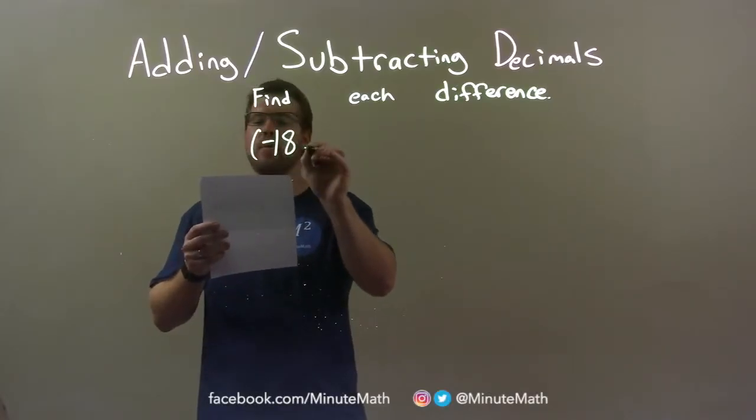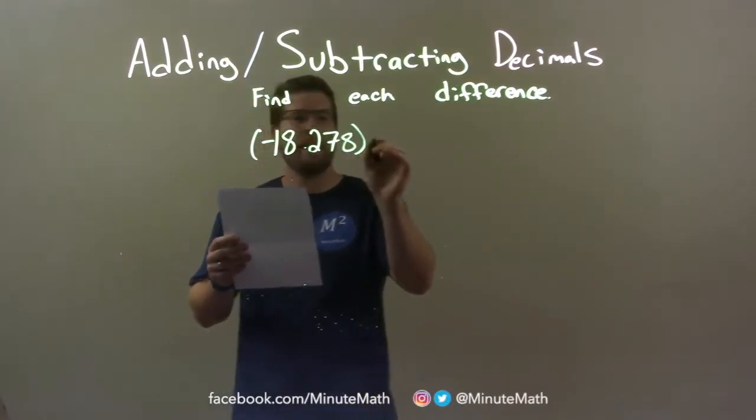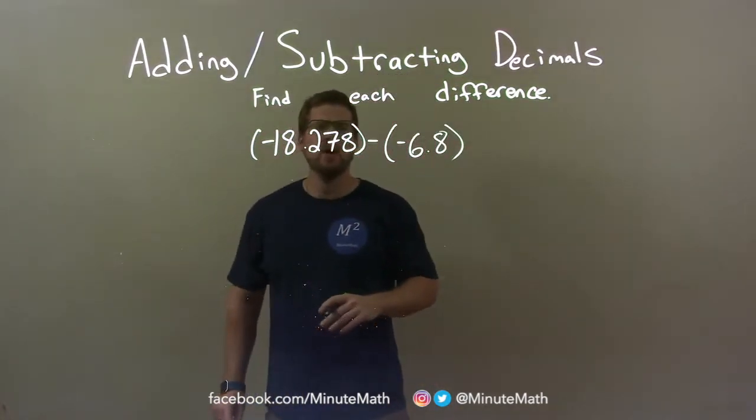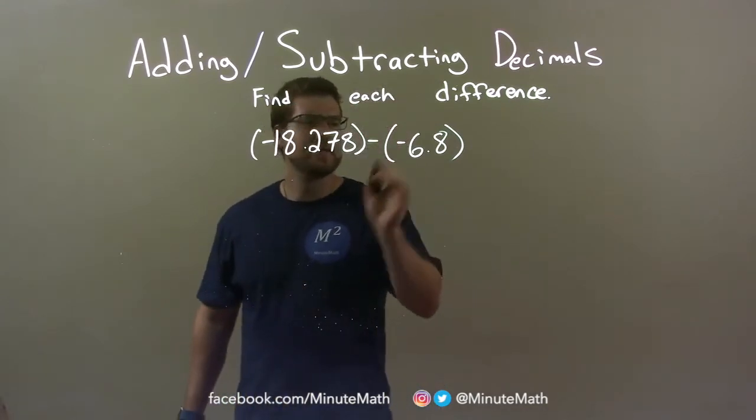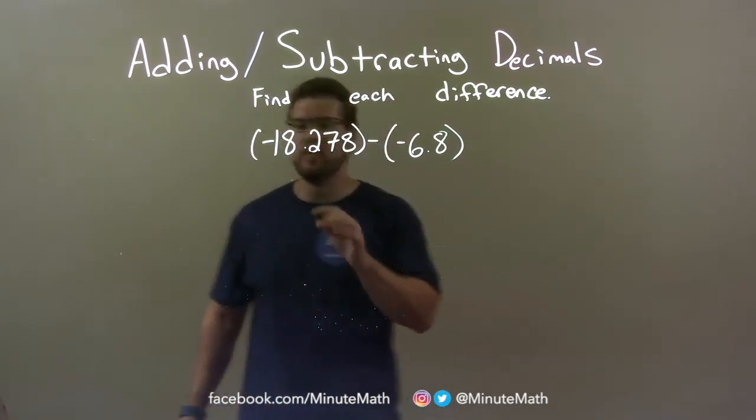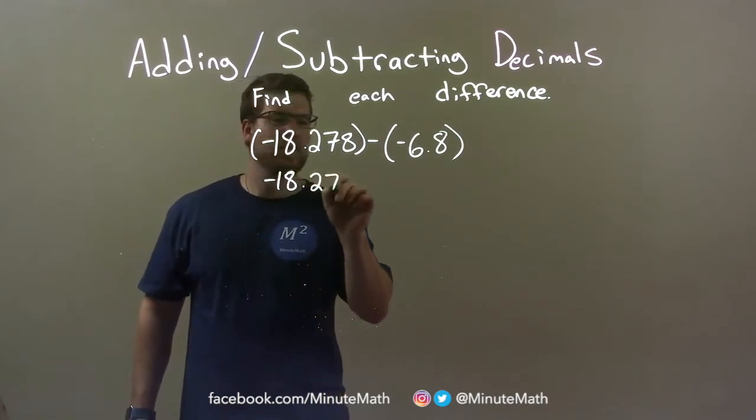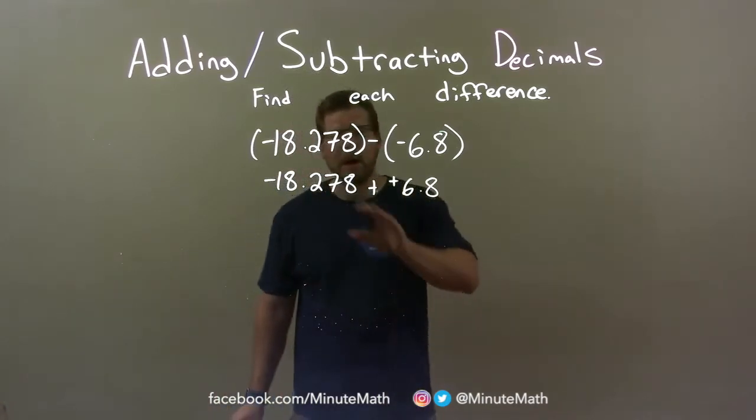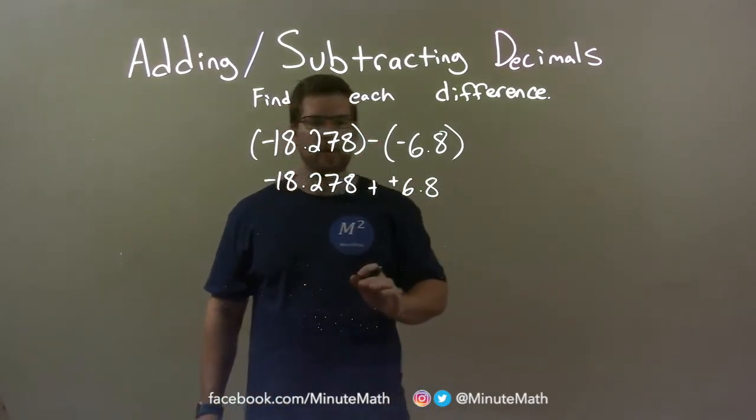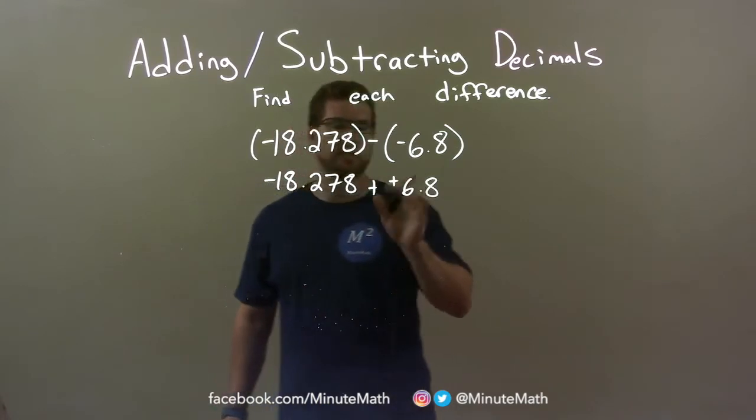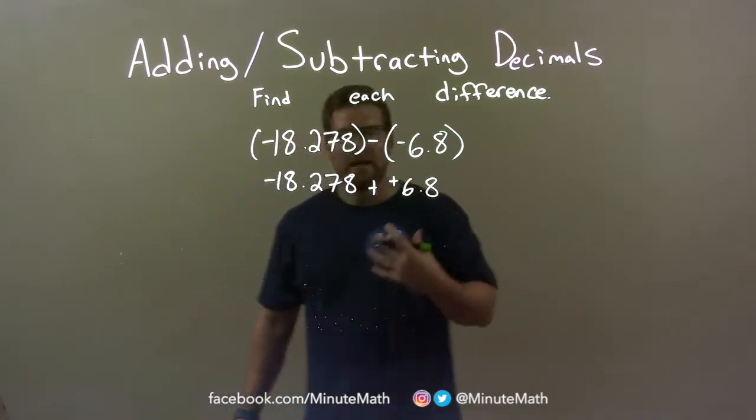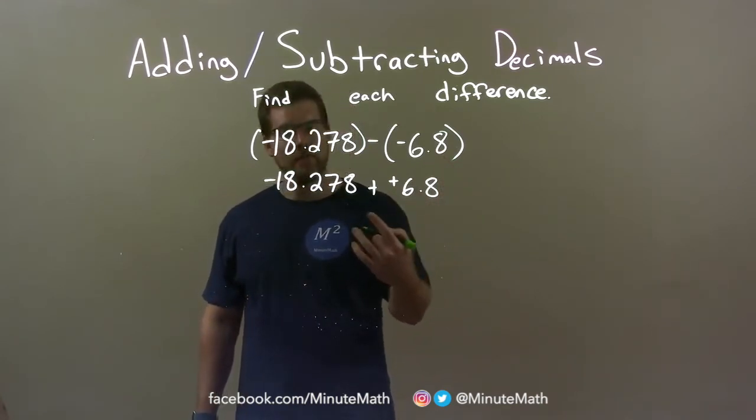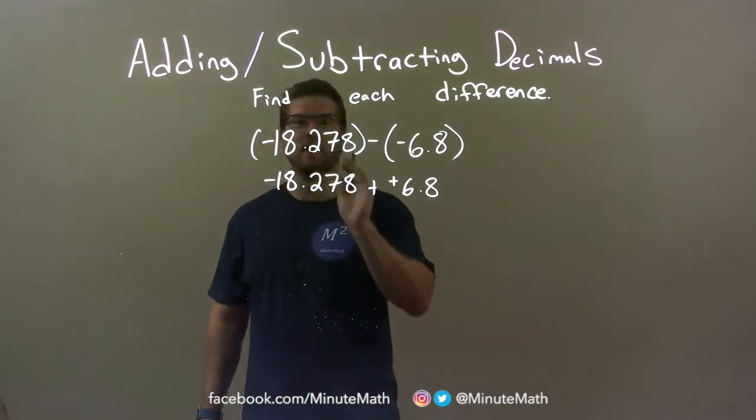Negative 18.278 minus a negative 6.8. Okay. Well, what do I need to do here? Well, I know subtracting a negative is the same thing as adding a positive, so I'm going to do that. We have negative 18.278 plus a positive 6.8. Now, when I take the absolute value of these two numbers, 18.278 is larger than 6.8, okay? And so what I need to do is just really find the difference between these two, but know that my final answer is going to be negative because here, when we took the absolute value, it is larger.